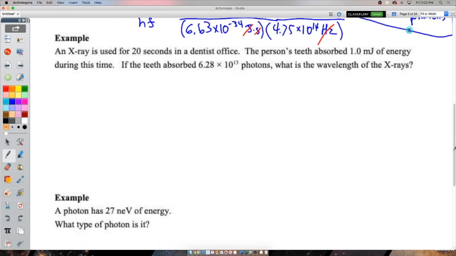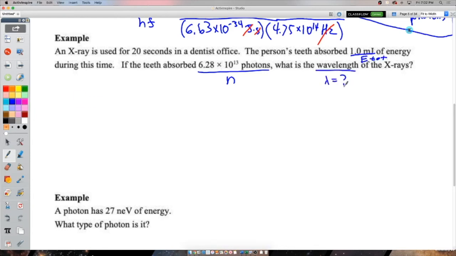So an X-ray is used for 20 seconds in a dentist office. The person's teeth absorbed 1 millijoule of energy during this time. If the teeth absorbed that many photons, what is the wavelength of the X-rays? So this is definitely: what is the wavelength of the X-rays? Okay, so what do we got? That is N. We've got the total energy. We want to know wavelength.